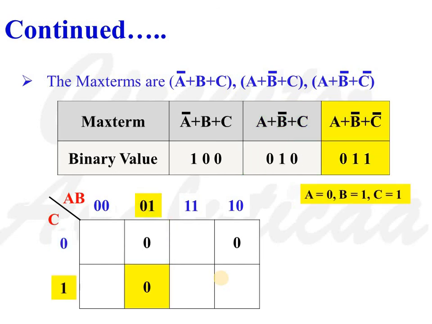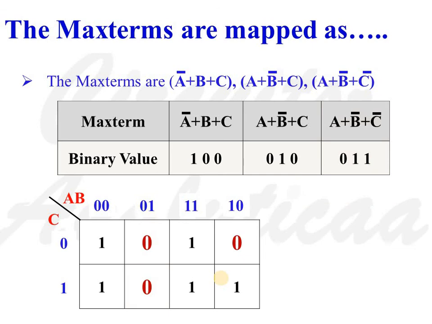Third max term is A plus B bar plus C bar, whose binary value is 011. Locate the cell whose binary value is 011 on the 3-variable K-map. Fill that cell with logic 0 as we are mapping max terms on the K-map. The remaining cells are filled with logic 1s. So this is the mapping of the given standard POS expression on a 3-variable K-map.